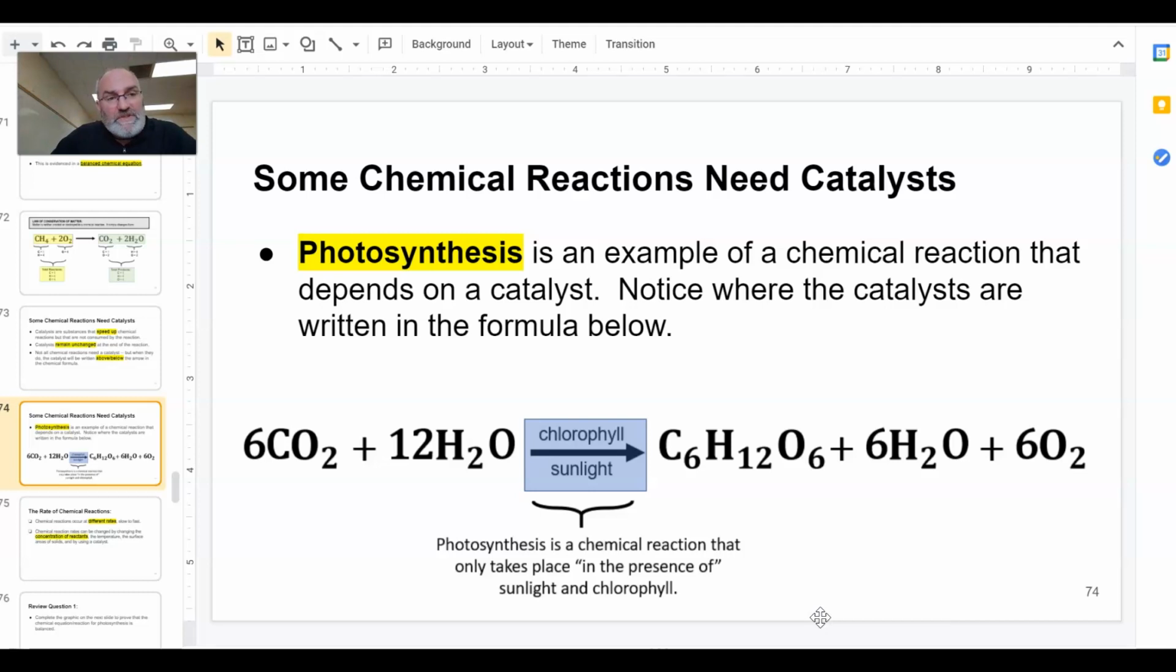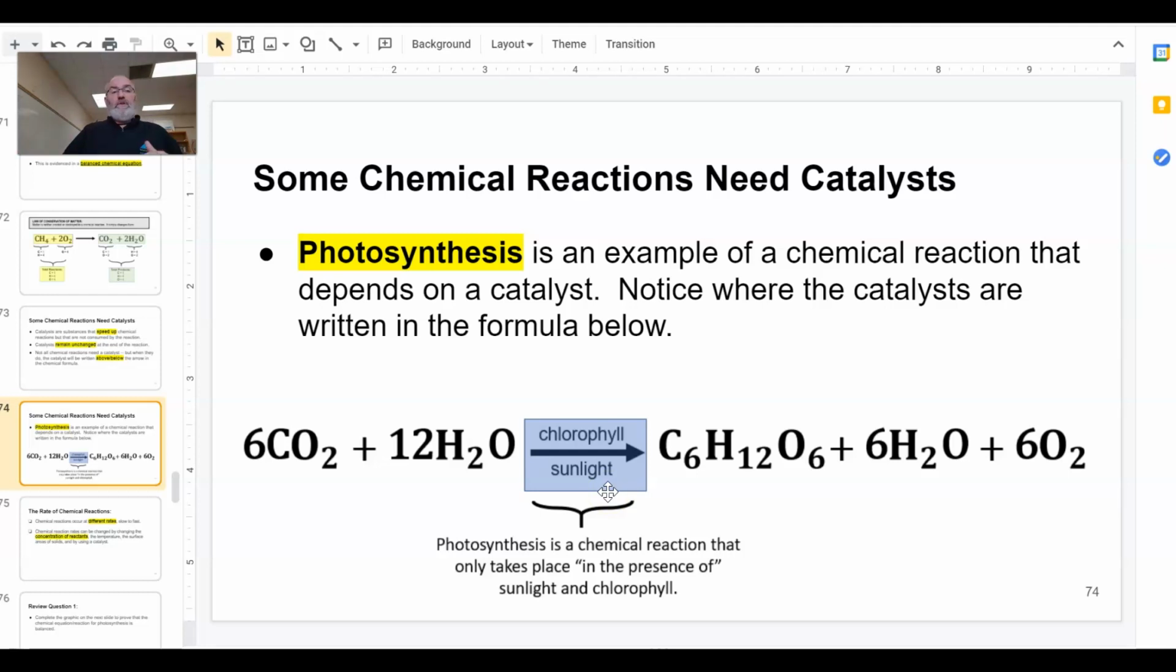Now, if I asked you what was necessary in order to make photosynthesis happen, you would tell me that plants need chlorophyll because that's where the photosynthesis occurs, and they also need sunlight because sunlight's a part of the chemical equation. Well, those are both catalysts for photosynthesis. And you can see in the chemical formula, we write those catalysts above or below the arrow. Now, these catalysts will speed up the reaction. They're essential for photosynthesis to occur.